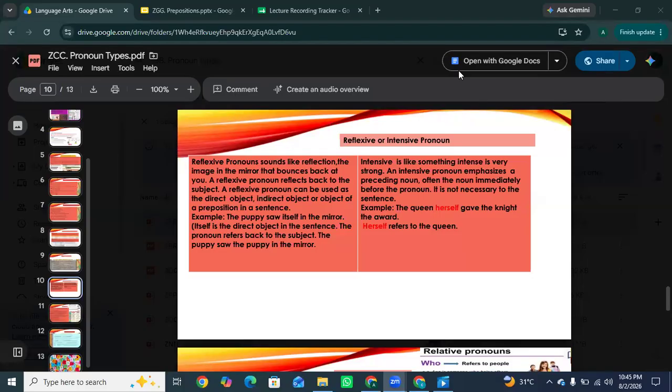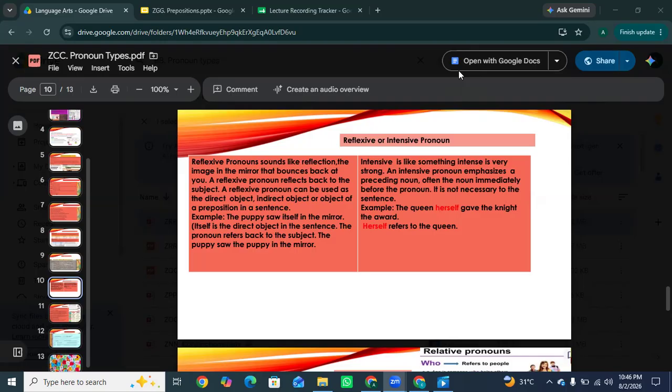Okay, students, before completing the activity, I will give you an overview of the intensive pronoun as well, because the activity also contains some intensive pronouns. Okay, so reflexive pronouns. As I have told you, think of a reflexive pronoun like a reflection in a mirror. The action done by the subject bounces back onto the subject itself. So the subject, who does the action, and the object, who receives the action, are the exact same person or thing. A reflexive pronoun is necessary to complete the sentence, meaning if you remove it, the sentence becomes incomplete or loses its intended meaning.